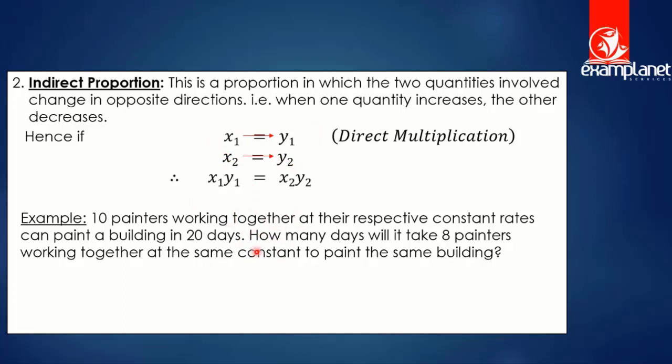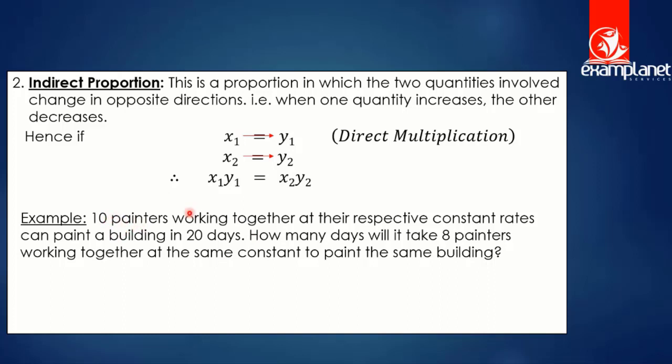It says 10 painters working together at their respective constant rate can paint a building in 20 days. How many days will it take 8 painters working together at the same constant rate to paint the same building? Now, in GRE, they will never tell you if your proportion question is direct or indirect. They can never mention it. So when they give you the question, you have to think about it by yourself. Try to digest it, try to imagine it, and see if this one increases, will it cause an increase or decrease in the other one? You have to know first before you can answer the question.